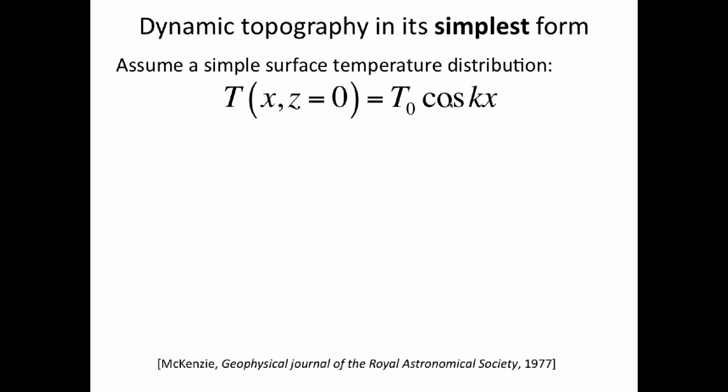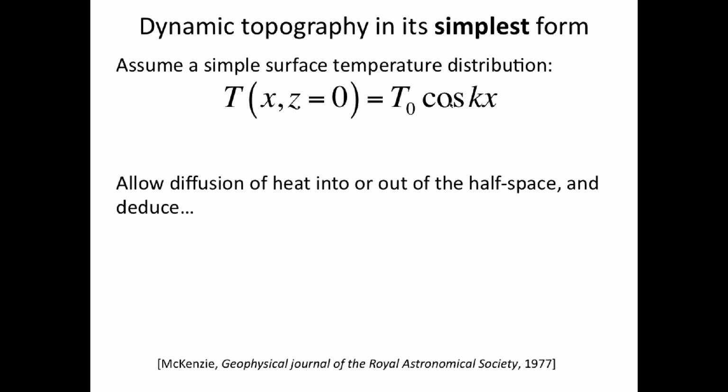Okay, I'm going to now take you through a very simple case, going back to McKenzie, again one of the two people who gave us plate tectonics. This is after plate tectonics. Consider a simple situation. You have a half space and a surface temperature distribution. We're only going to worry about two dimensions, depth and the x coordinate, not y. You simply have harmonically varying temperature, cosine kx, so it varies horizontally. We're going to allow diffusion of heat into or out of the half space.